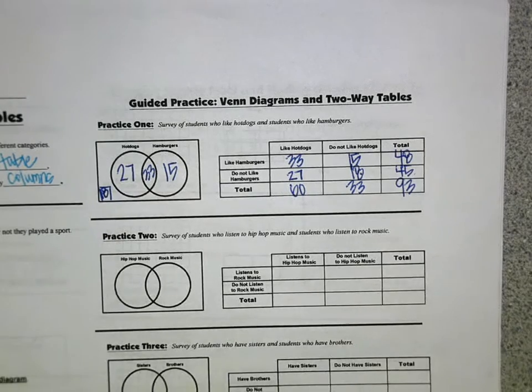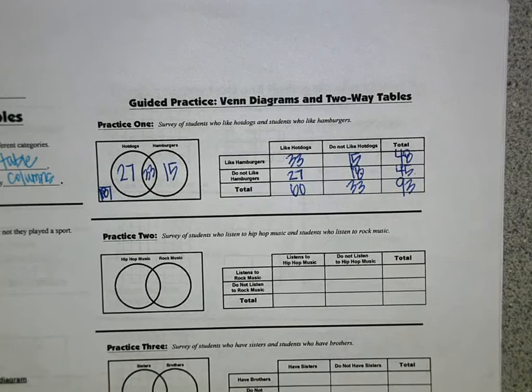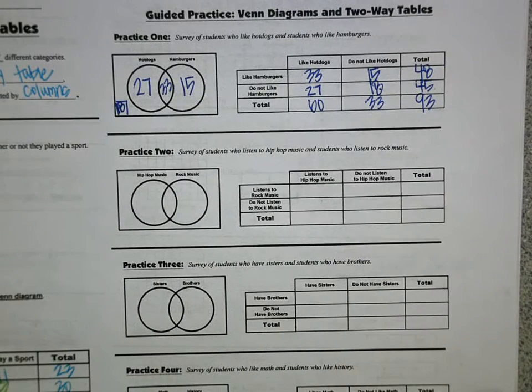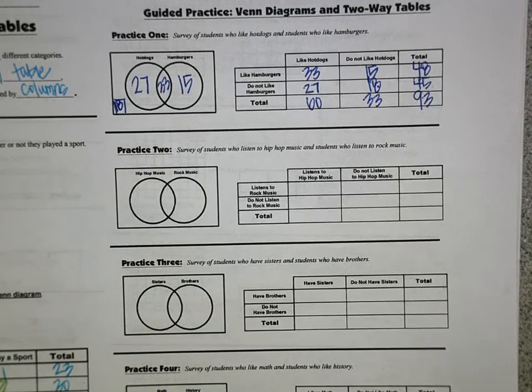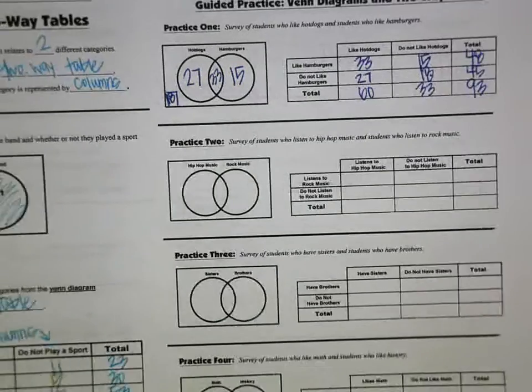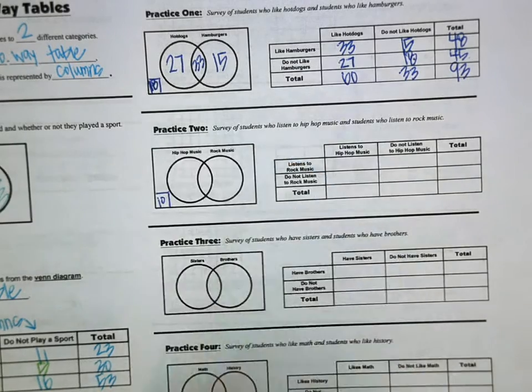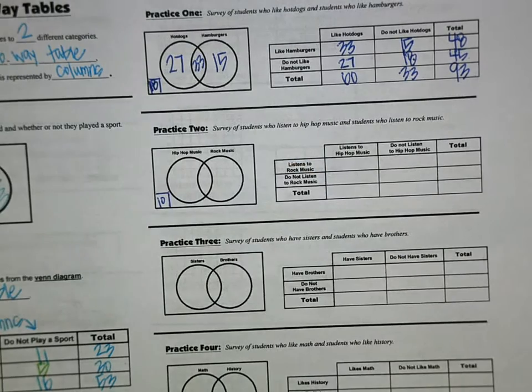Questions on how I did that? Okay, let's try another one. Practice number 2. Survey of students who listen to hip-hop music and students who listen to rock music. Okay, so it's entirely possible that you could do both. There are 10 people that do not listen to either.